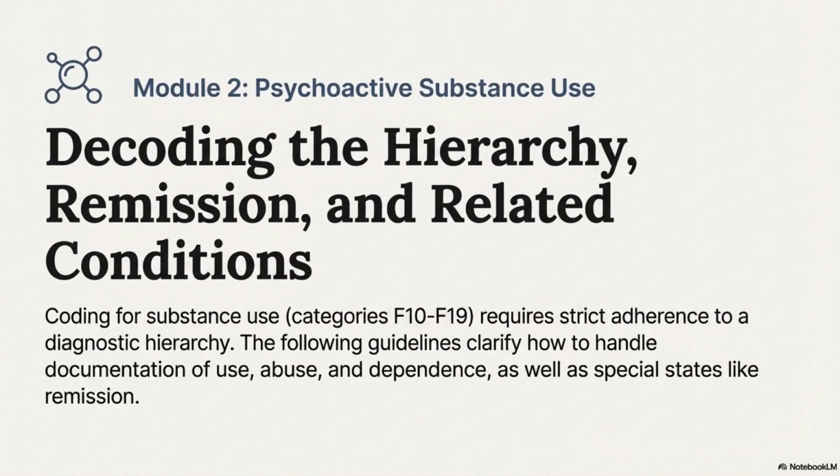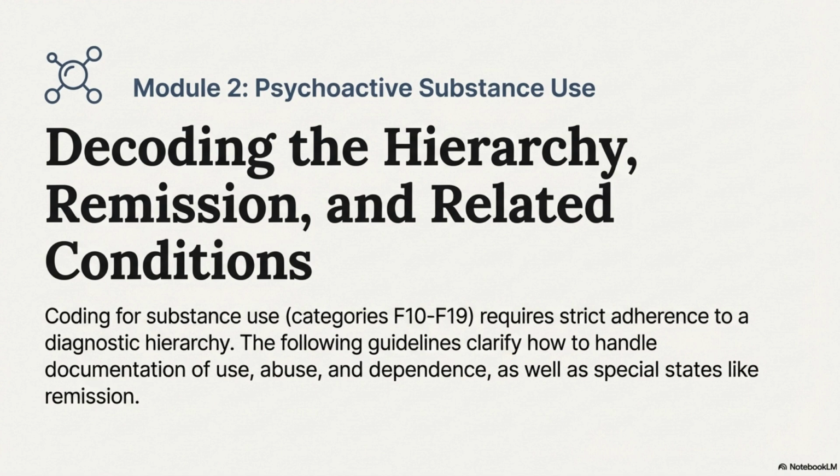Next, let's move into psychoactive substance use, one of the most rule-heavy parts of Chapter 5. This section covers the hierarchy of use, abuse, and dependence, how to code remission, and how to handle related medical conditions. From a clinical standpoint, the DSM-5-TR provides the criteria used to determine the severity of a substance use disorder, and our code assignment must always match the provider's documentation. If something doesn't align, that's when a query is appropriate.